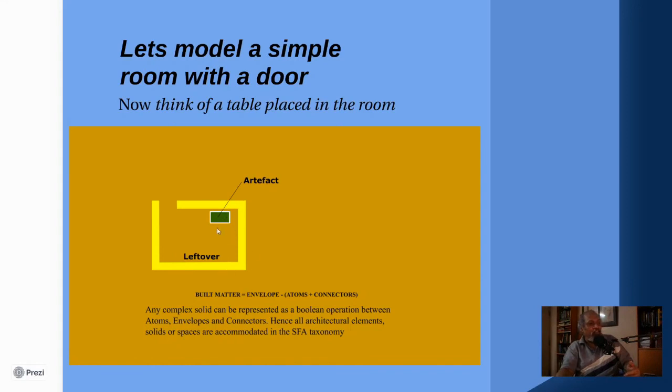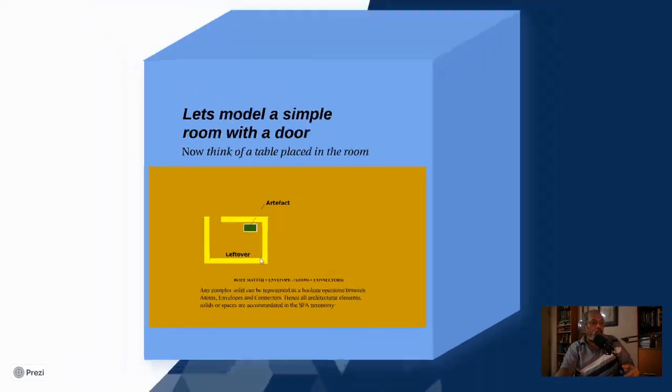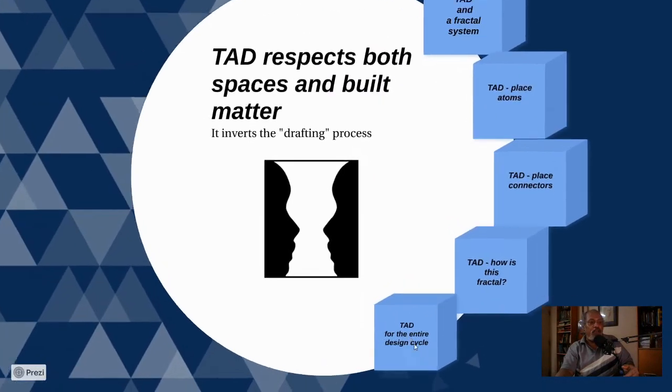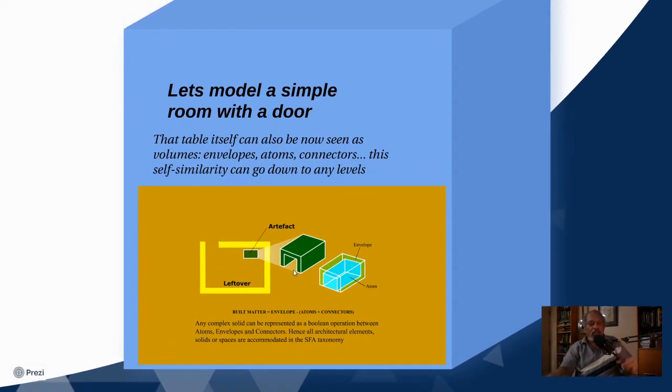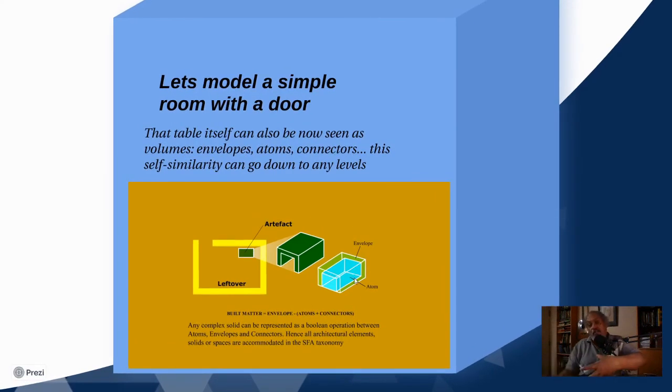So let's say that there's an artifact here, that's a table. Initially let's assume that that's just one big chunk of wood or something like that. But what TAD allows you is that you can further expand on that artifact which is a table, and at that level you will find that it itself has got atoms, envelopes and connectors. And then you see there's a drawer inside. I have not shown it here, but when you open the drawer, that drawer itself has got atoms, envelopes and connectors. And inside the drawer there's a box, and that itself has got atoms, envelopes and connectors. So it is all atoms and envelopes and connectors all the way down.